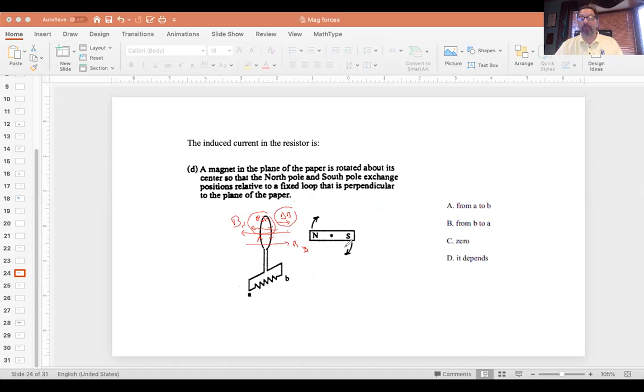But think about what happens when it rotates again. Current should change direction, go back from A to B. And it'll keep doing that as the North and the South Pole flip. But initially, when it does this, it moves from B to A. But as it keeps going and it comes back to the North Pole, current will reverse direction, go from A to B.